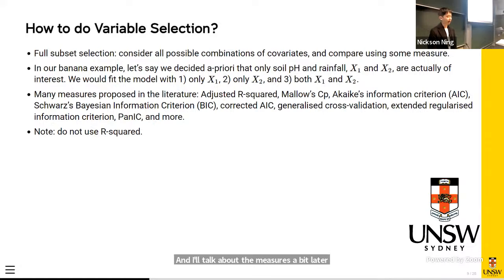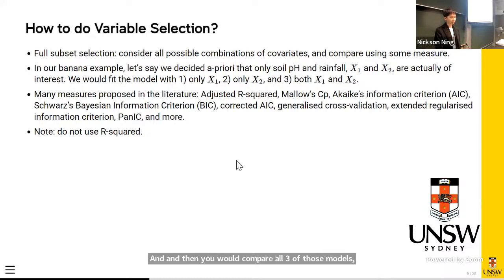But in our banana example, let's say we decided a priori that we only care about X1 and X2, so soil pH and rainfall, and we ignore the others. Then to do full subset selection using just these two covariates, you would consider 3 different models: the model with only X1, the model with only X2, and a model with both X1 and X2. And then you would compare all 3 of those models using some kind of measure.